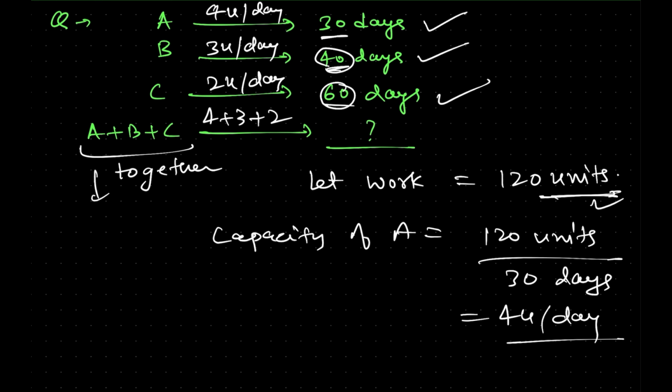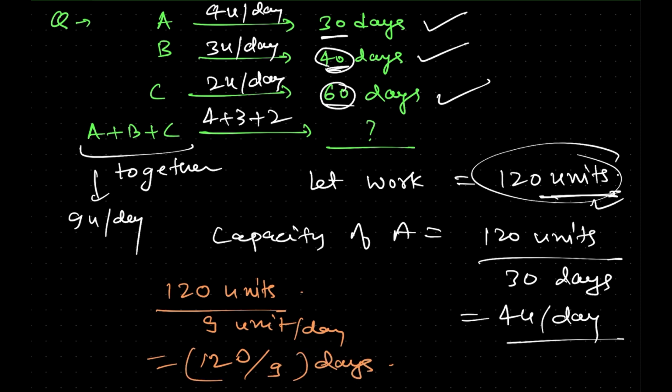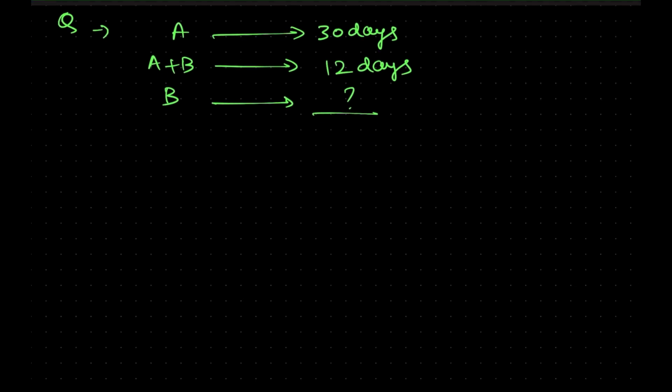So their efficiency is 9 units per day, and the total work that we assumed was 120 units. So how much total time will it take? 120 units divided by 9 units per day, so 120 by 9 days. We will take one more question so that we can understand. If A does a work in 30 days, and A and B together can do the work in 12 days, how many days will B take if B alone does the work?